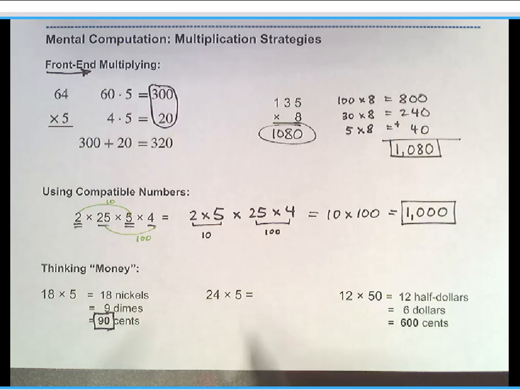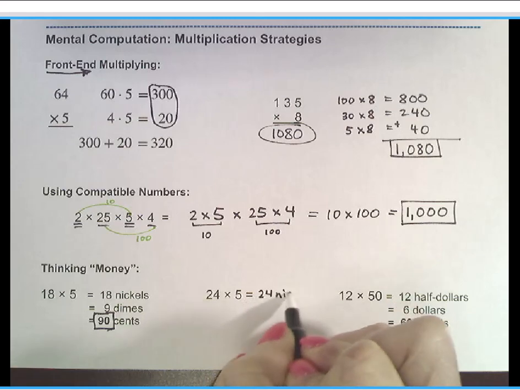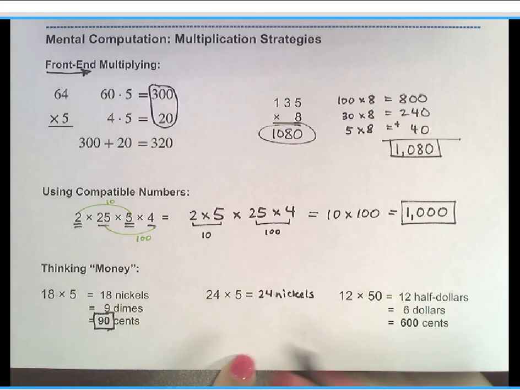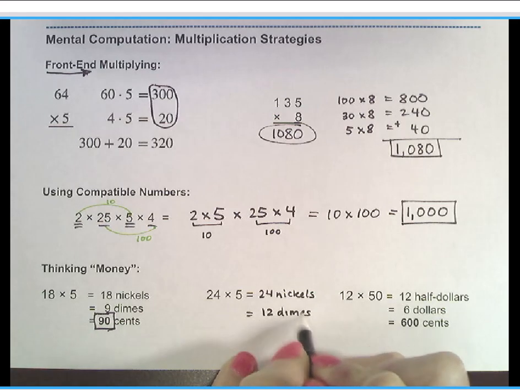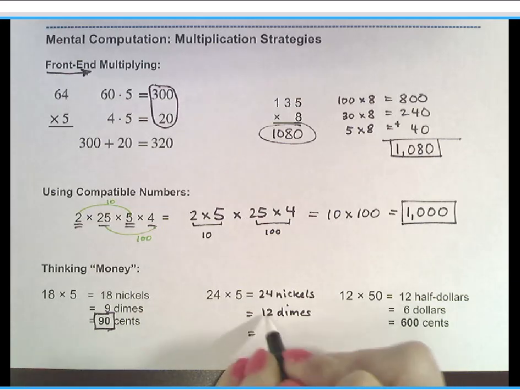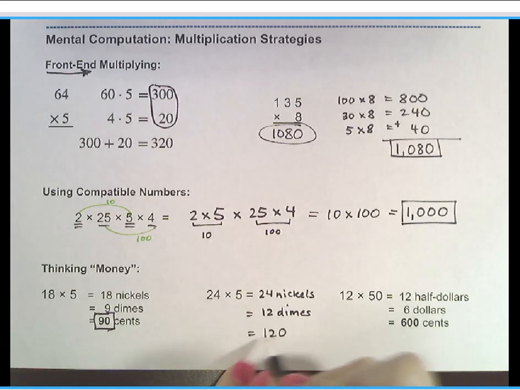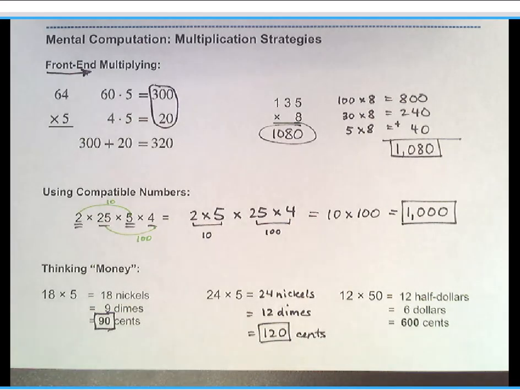Let's try another one. 24 times 5, that's like 24 nickels. Well, if you have 24 nickels, you have 12 dimes. And dimes are 10 cents, so 12 times 10, that's 120. And I didn't need a calculator. I just needed to think about it in terms of money. So 24 times 5 is 120.